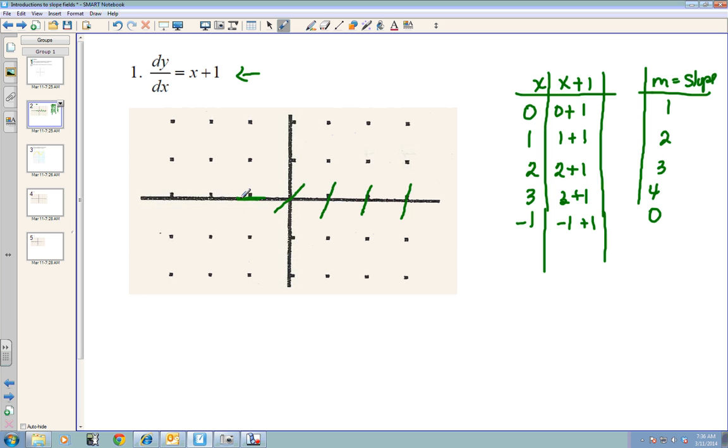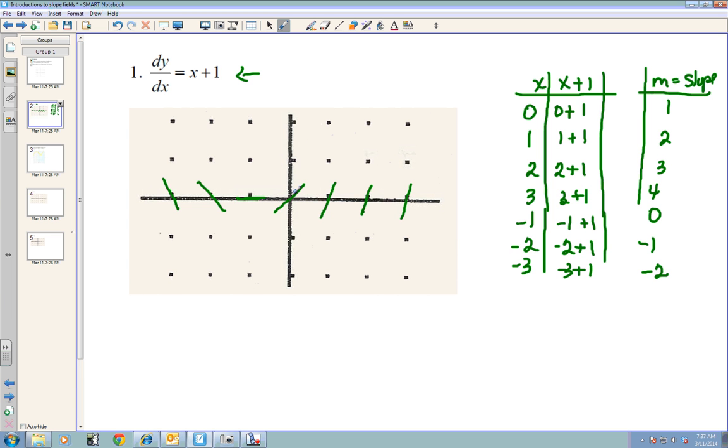So now let's plug in negative 2. When x is negative 2, plus 1, my slope is negative 1. So this time I need to draw a slope of negative 1. Now let's plug in negative 3 plus 1, that gives me negative 2. So a slope of negative 2. So now let's do this point right here. Let's do the point 0, 1.